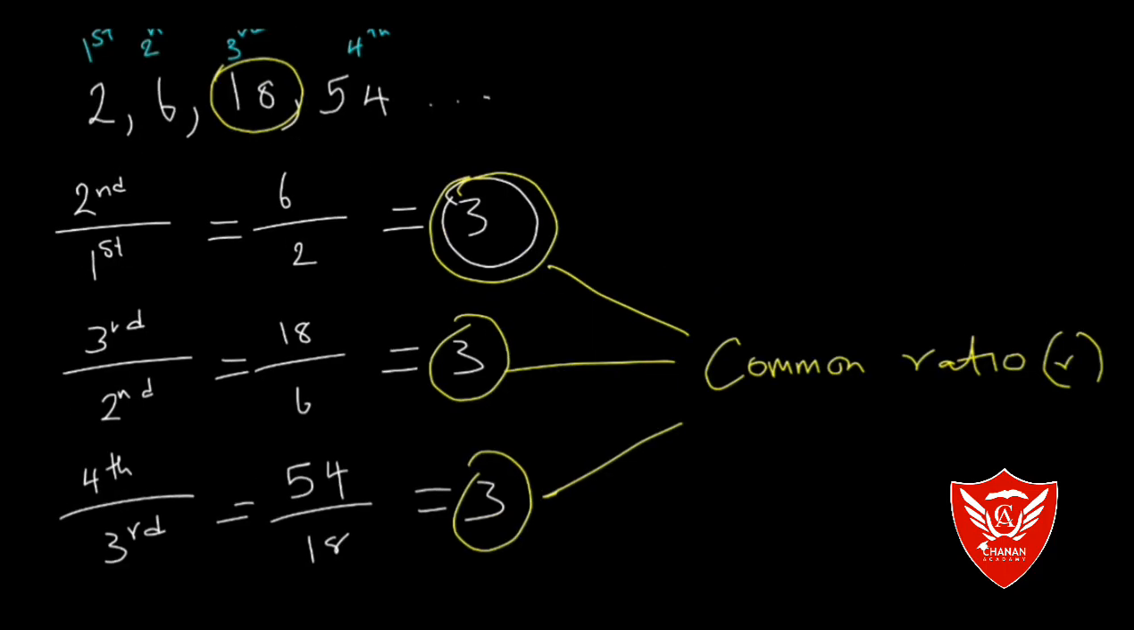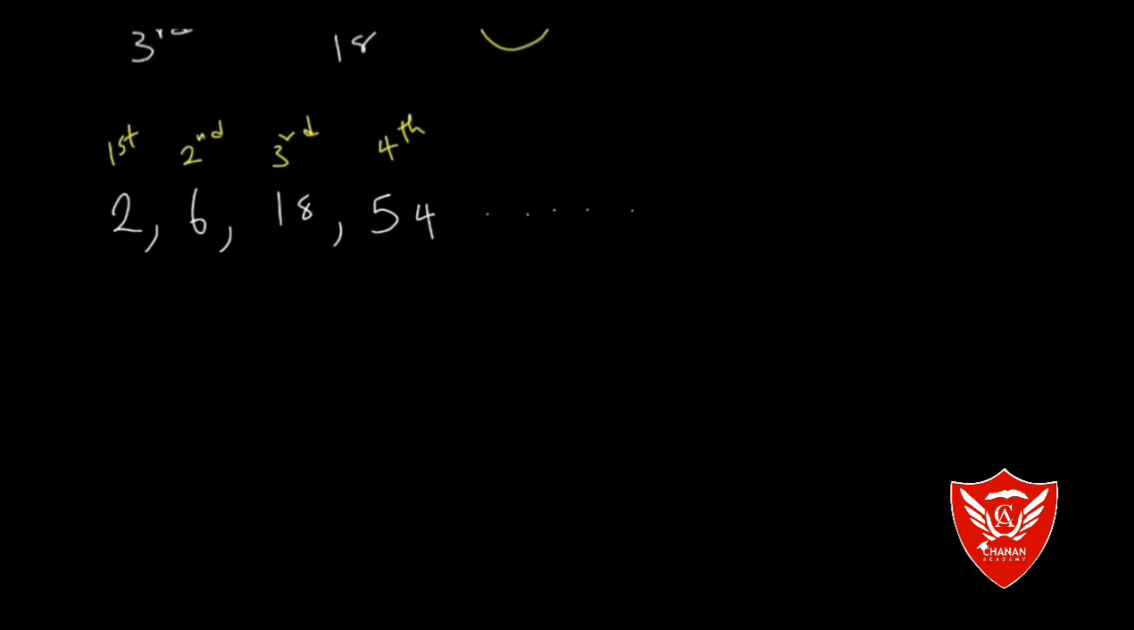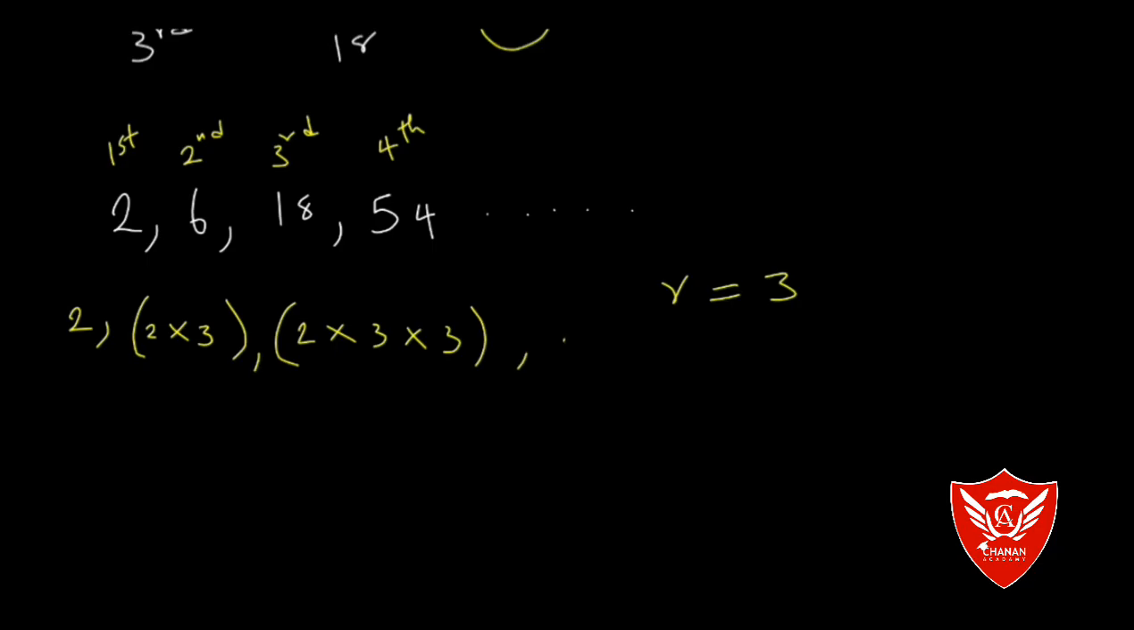Alright, so let's try to explain the example properly. We have 2, 6, 18, and 54, and we said that this is the first, second, third, and fourth term. In this sequence, the common ratio, which is R, is equal to 3. So we can see that the sequence can be written as 2, then 2 multiplied by 3, then 2 multiplied by 3 multiplied by 3, and then 2 multiplied by 3 multiplied by 3 multiplied by 3.